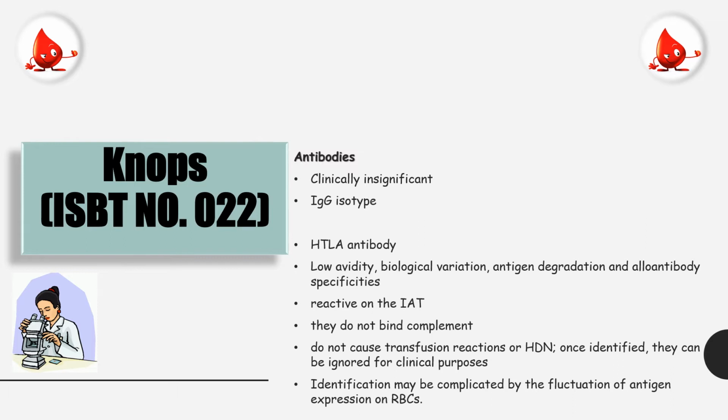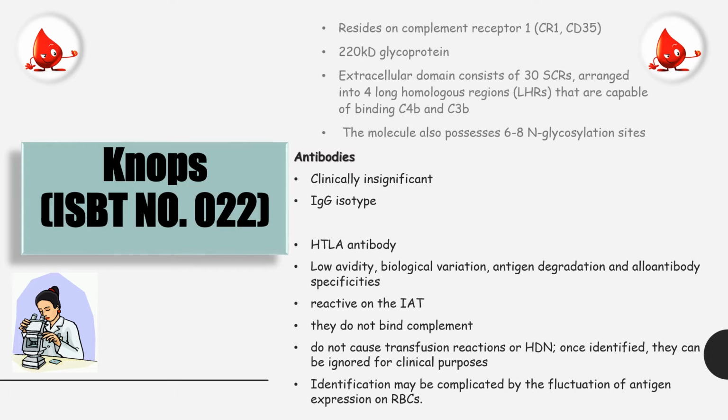KNOPS antibodies are clinically insignificant. KNOPS incompatible RBCs have normal survival following transfusion, and KNOPS antibodies are of IgG isotype arising from immune stimulation and are usually detected only with AHG. Historically classified as an HTLA antibody, KNOPS antibodies are notoriously difficult to work with because of their low avidity, biological variations in KNOPS expression, antigen degradation, and the common presence of additional alloantibody specificities.